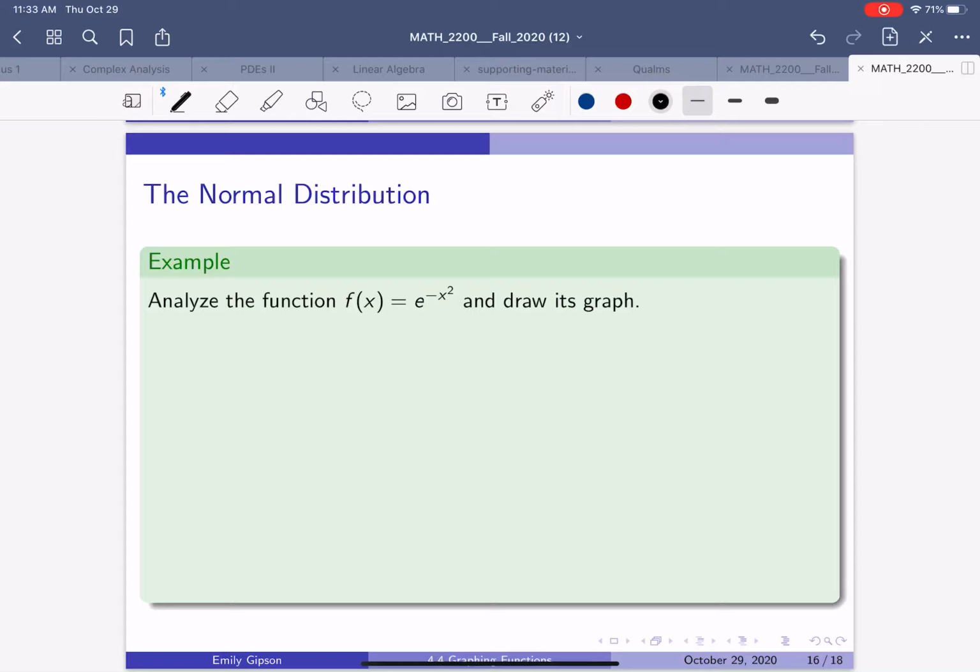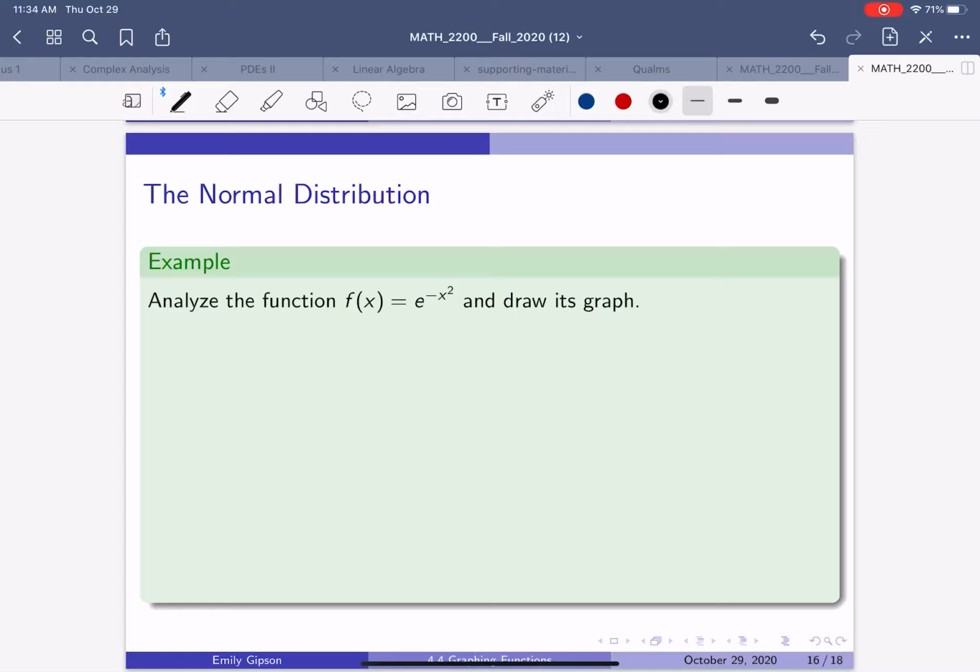Good afternoon. So this is going to be a bonus video in which I do one more example. What you have presented to you in the video for section 4.4 should be more than enough for you to be successful in the homework and the exam. But just in case you want to see another example, here we go.